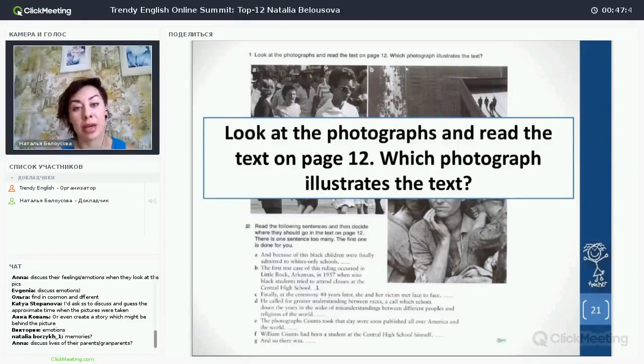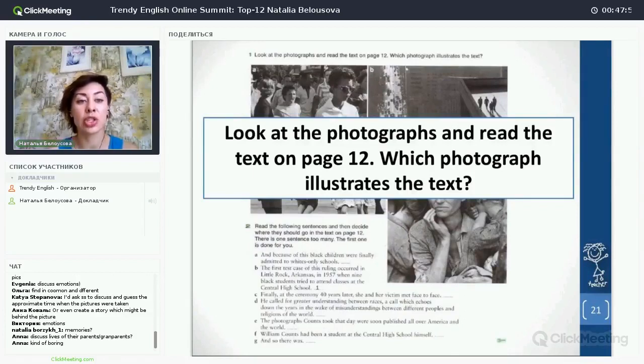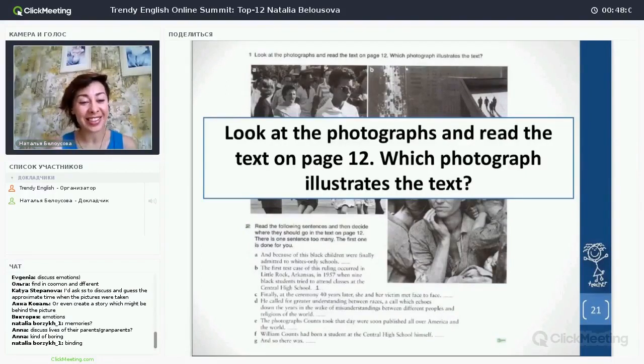What do you think about this task? Notice that there is nothing else, no other tasks on these pictures, just this one. Kind of boring. Yeah, okay.